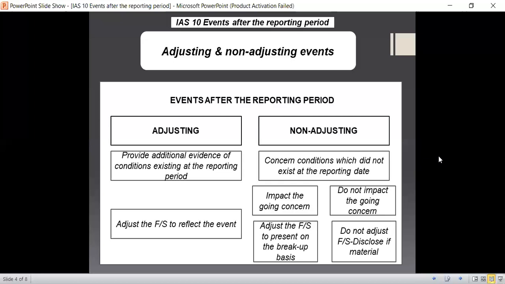What is the treatment of non-adjusting events according to IAS 10? We do not need to reflect these non-adjusting events in the financial statements according to IAS 10. The financial statements will not be changed in regard to the non-adjusting events. But if these non-adjusting events are material, then a disclosure regarding the nature and the monetary impact of those events has to be given in the notes to the financial statements.